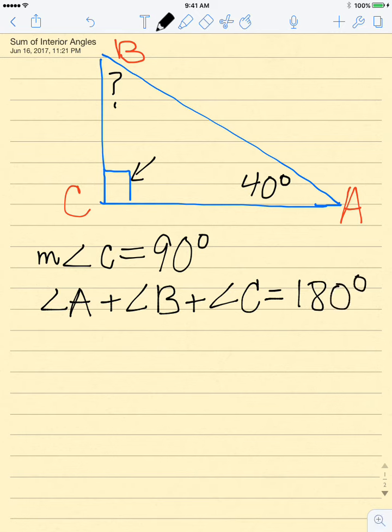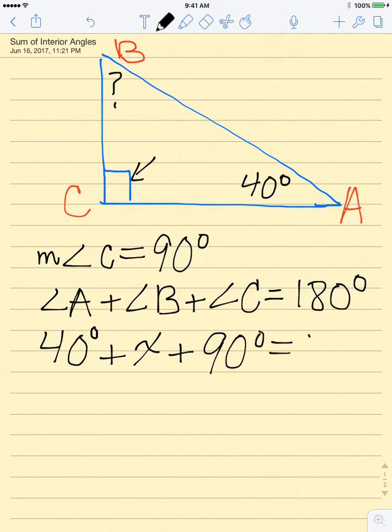And so knowing what we know, let's just substitute. So I know that A is 40 degrees, so I'm just going to put that 40. You can put the degrees symbol if you want, you don't have to. Plus the measure of angle B. I don't know what the measure of angle B is, so I'm just going to say that is X. Plus the measure of angle C, and we know that to be 90 degrees. That box means it's a right angle. Equals 180 degrees.